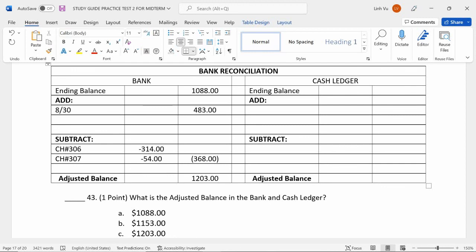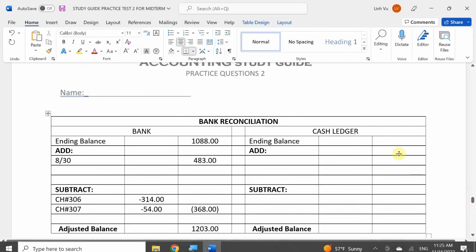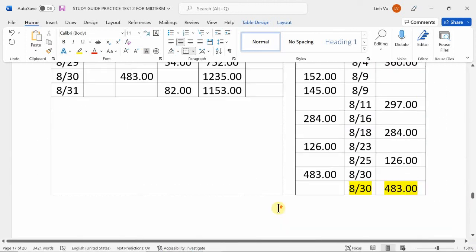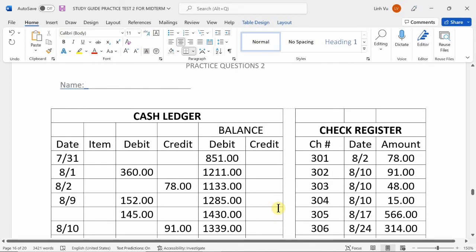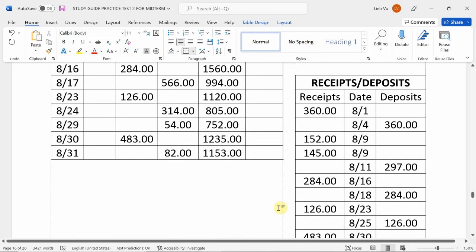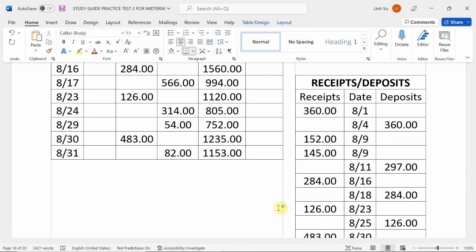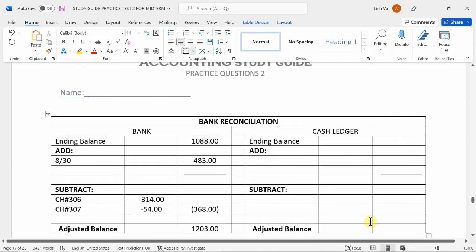So in this case, we need to go ahead and solve for our cash side. What's my ending balance on my cash ledger side? Let's take a look at my cash ledger. The way that you read a ledger is usually your account balance is going to be the very last thing that you entered in here. So in this case, on August 31st, I subtracted $82. So therefore, I have a total of $1,153. So $1,153 is what I'm going to start out with.